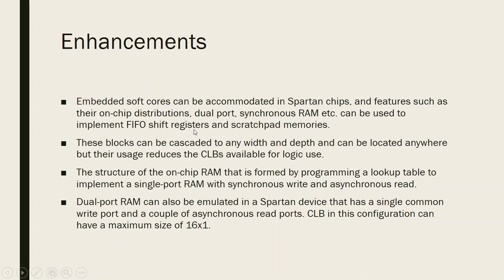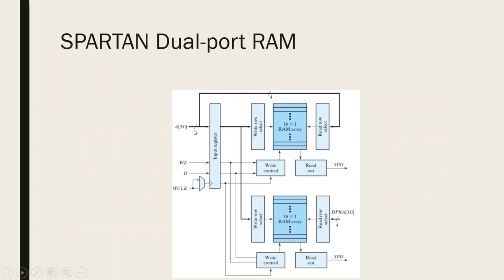The structure of the on-chip RAM is formed by programming a lookup table to implement a single port RAM with synchronous write and asynchronous read. So dual port RAM can also be implemented in a Spartan system, and that has a single common write port and a couple of asynchronous read ports. So the CLB in this configuration can have a maximum of 16x1 memory. So this is how your dual port Spartan structure looks like.